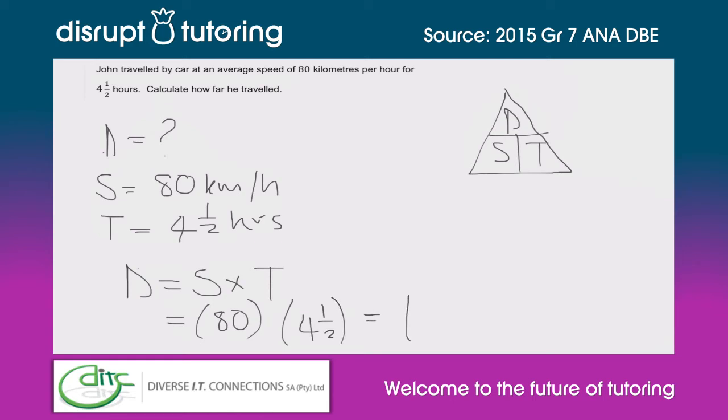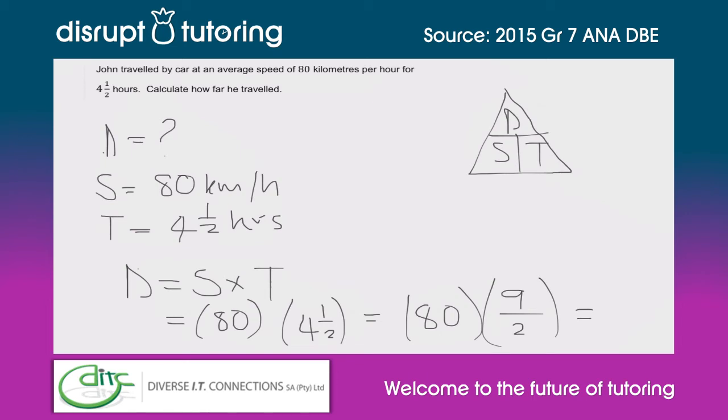We've got 80. Now let's convert the 4.5 into a common fraction, and we do that by timesing the 4 by 2 and then adding 1. So 4 times 2 is 8 plus 1 is 9, and that goes over 2. Brilliant. Now what we can do is simplify.